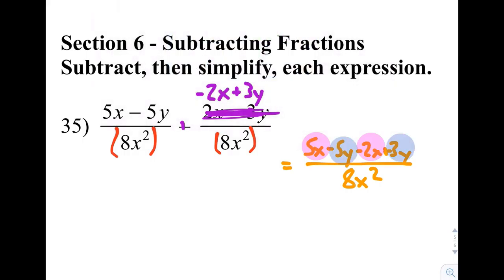So let's do that. 5x and negative 2x is going to be positive 3x. Negative 5y and positive 3y, negative 5 and positive 3 is going to make negative 2y. So we are left with this on top. And then we go into our process of simplifying. So that's our numerator.